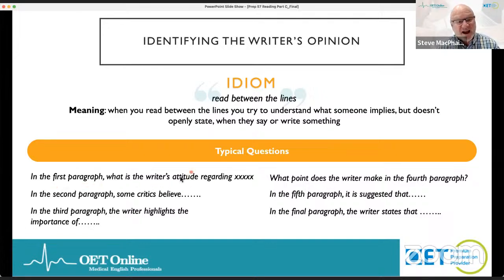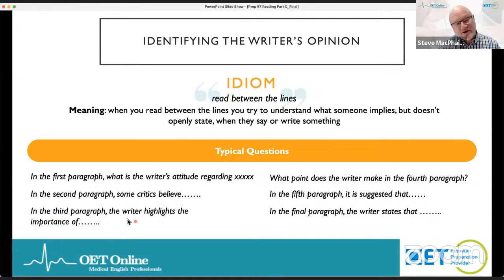What is the writer's attitude regarding something? So again, an attitude, a belief, so it won't be stated directly. In the second paragraph, some critics believe. So it's not always the writer's opinion. The writer might be writing about what other experts say. So some critics believe, all right? And again, that will be implied.